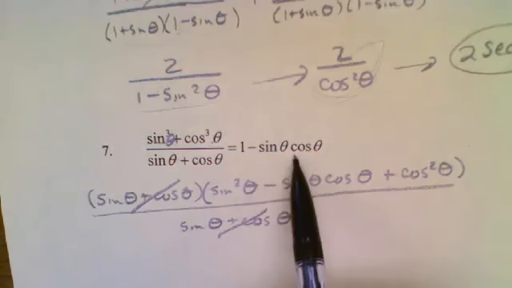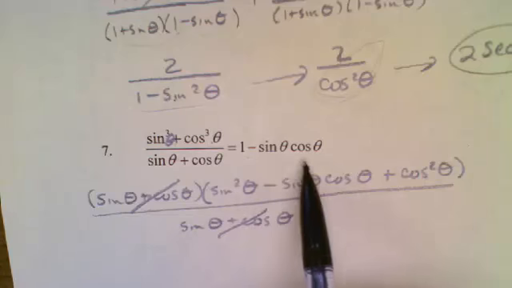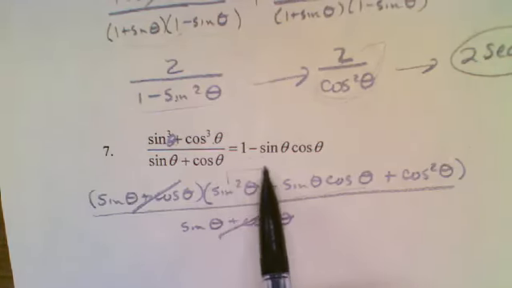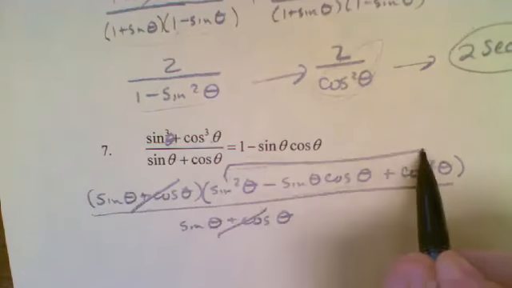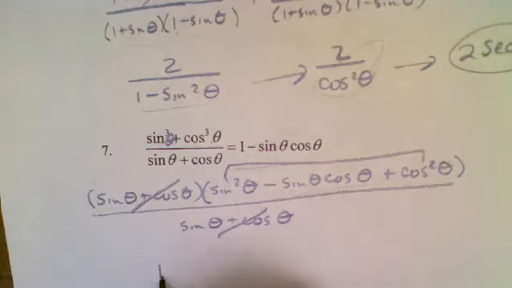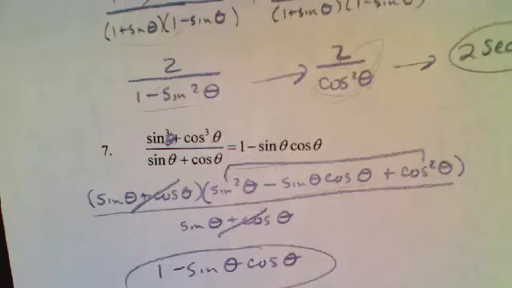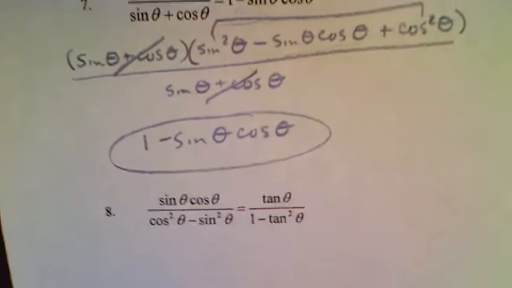Then I look to see what I'm trying to get to. I'm trying to get to 1 minus sine theta cosine theta. So I've got my minus sine theta cosine theta. I need to get a 1, and if I look at this, sine squared plus cosine squared is 1. So I'm left with 1 minus sine theta cosine theta. So it ended up being a pretty easy proof if you knew this sum of cubes. All right, and then the last one.